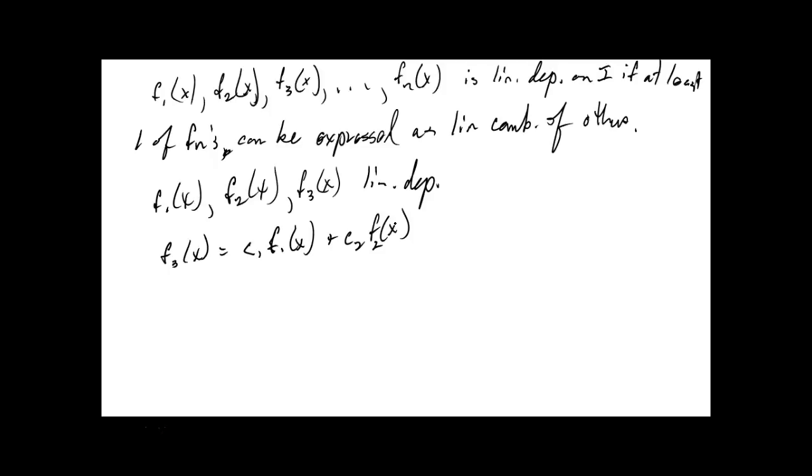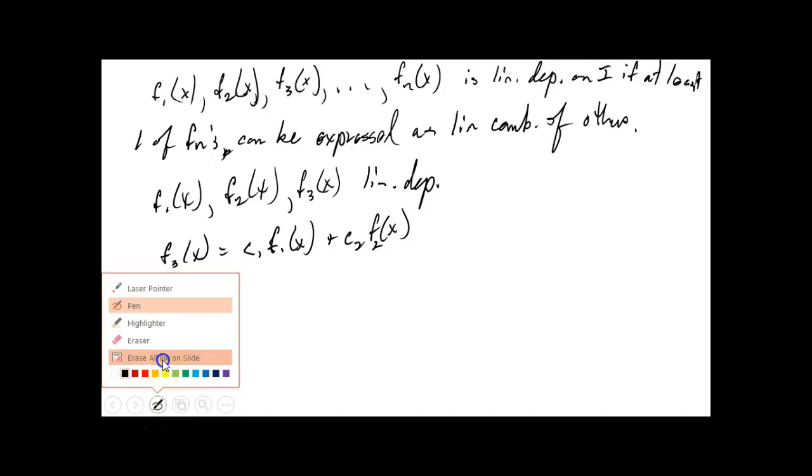So if you find one function being a linear combination of the other functions in that set, it's linearly dependent. So let's do example 6. Any questions before I move on to that? I know this sort of feels like you're beating a dead horse here, but this is something that's going to be important later. Here's a set of functions.